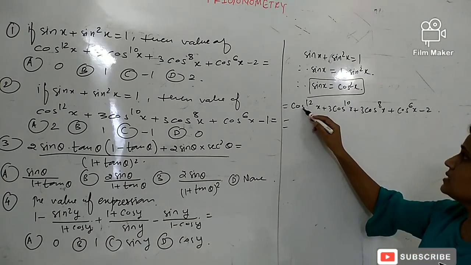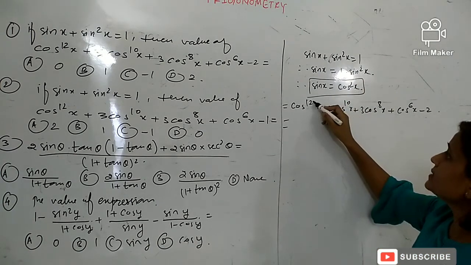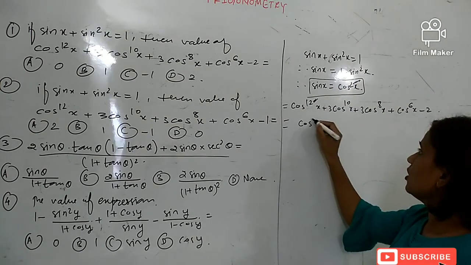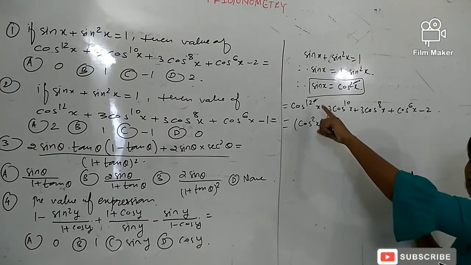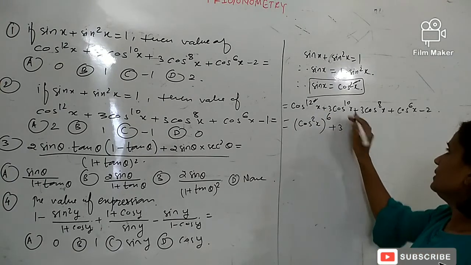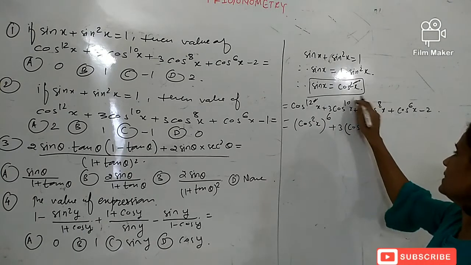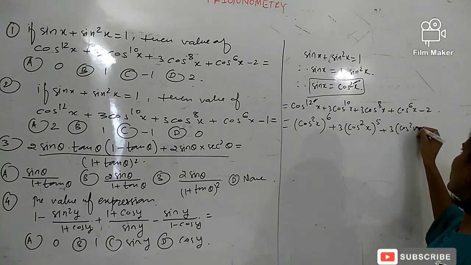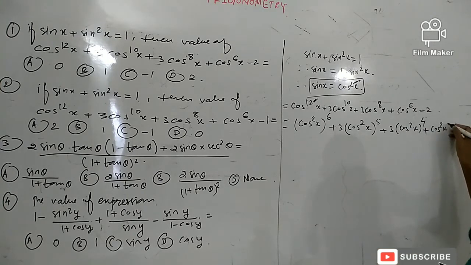So first I am writing these cos of different powers in terms of squares. I can write this 12 power as cos square x, the whole to the power 6, again 6 into 2 we get 12. 3 as it is. Now cos to the power 10 I can write as cos square x to the power 5, plus 3 as it is. 8 I can write as cos square x to the power 4. Similarly 6 I can write as cos square x to the power 3, and minus 2 as it is.